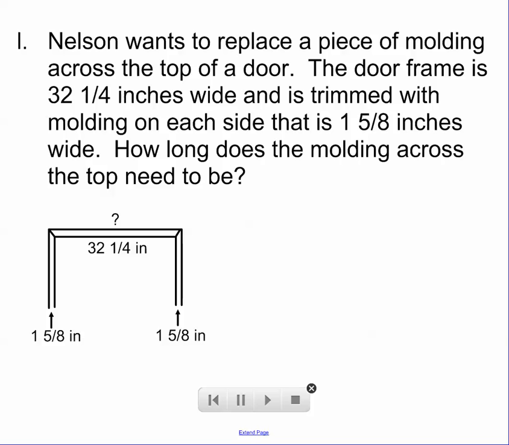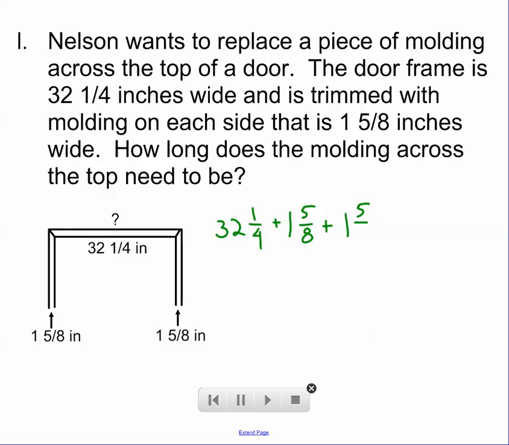Nelson wants to replace a piece of door molding across the top of a door. The door frame is 32 1/4 inches wide and is trimmed with molding on each side that is 1 5/8 inches wide. How long does the molding across the top need to be? So we know along the bottom here it's 32 1/4, and we know that each side piece is 1 5/8 inches. So we want to know the whole top. Well, we could do that by adding each piece here. 32 1/4 along the bottom, 1 5/8 along the left side, and 1 5/8 along the right side.